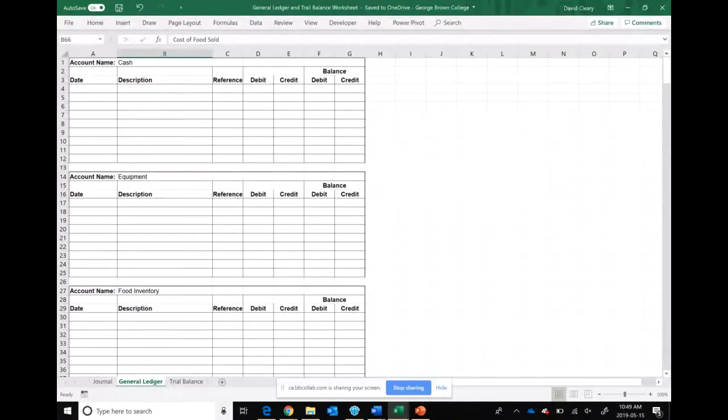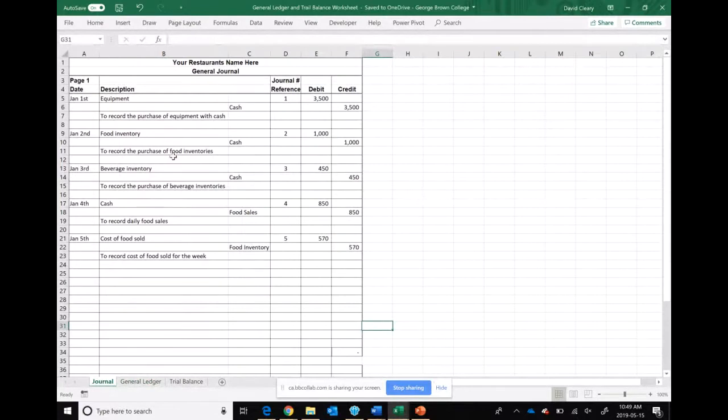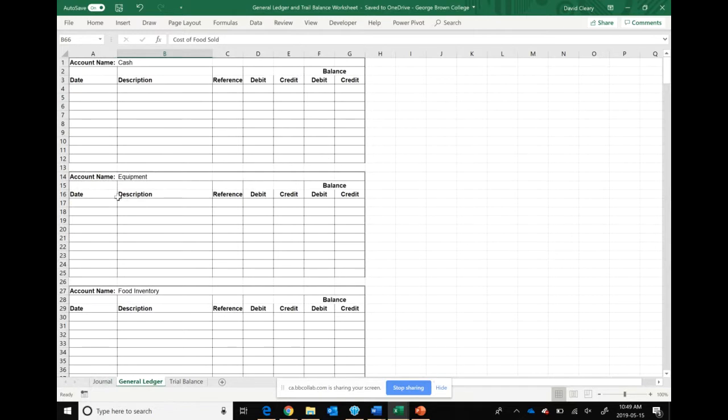For example, let's start with the first one here. On January 1st, we are debiting our equipment by $3,500. Okay? So the reference number is 1, the date is January 1st, $3,500. We go to our ledger, we find equipment. Here's our equipment account, you see? This entire thing here, this little box, is our equipment account. We start to fill in the information.